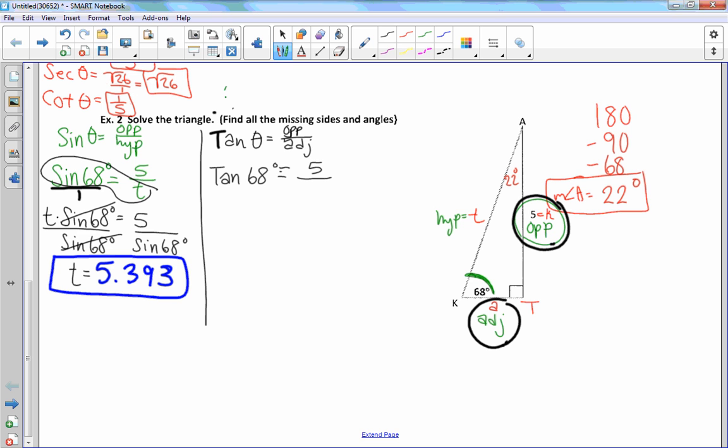And adjacent was unknown. When the unknown is in the denominator, how can we solve for it? What did we do in the last one? Not just multiply, but we cross multiply. So put that over 1, cross multiply. That A needs to go in front. Don't put it after the 68 because that's confusing. A times tangent 68 degrees equals 5 times 1, which is just 5. Can we see that? How do we solve for A now?